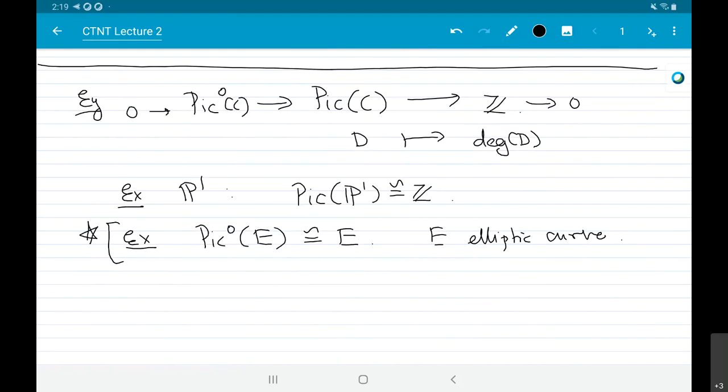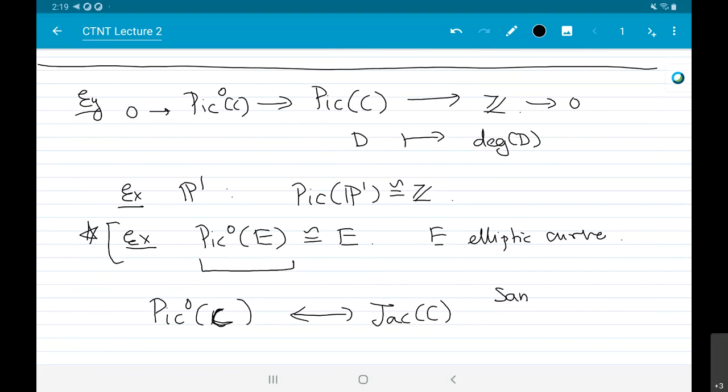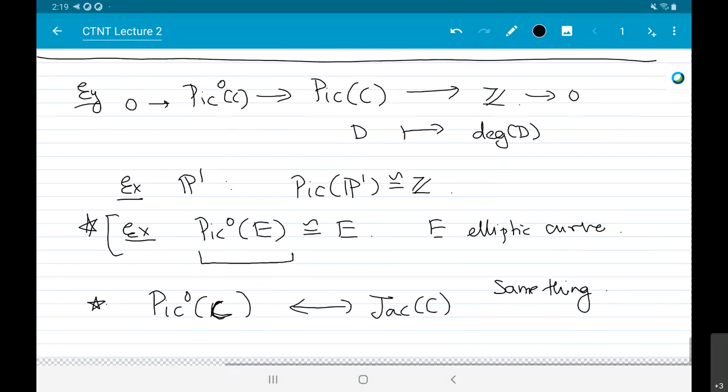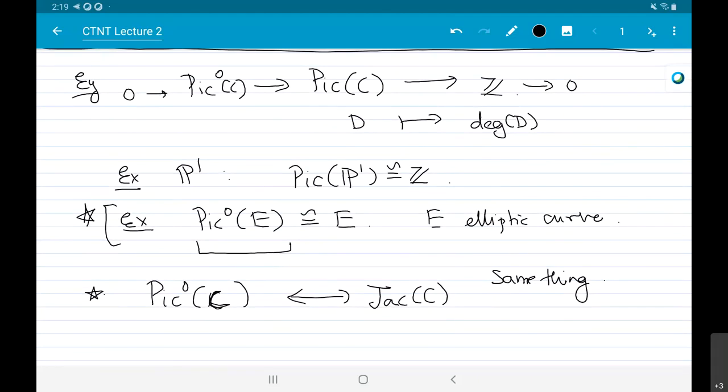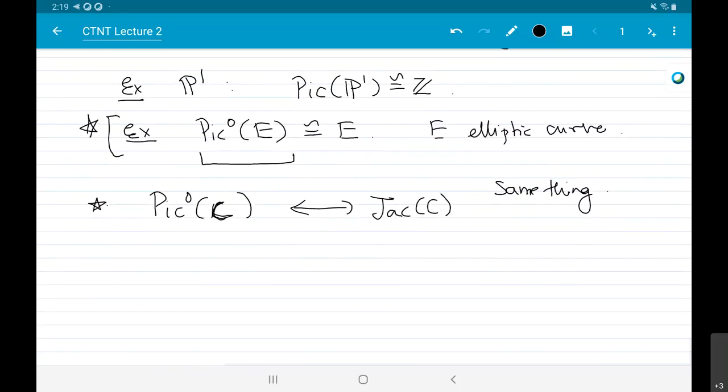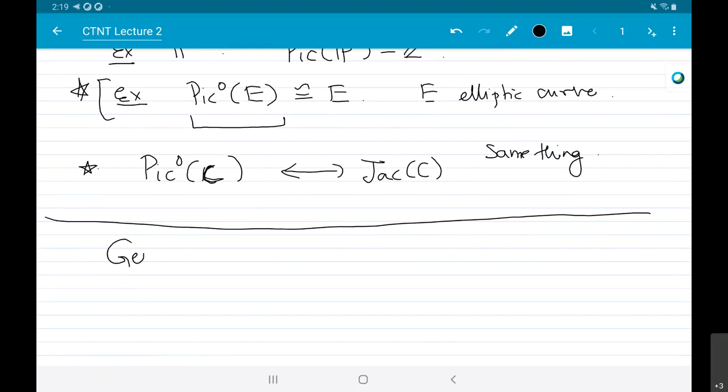I should say that sometimes I'm going to denote Pic^0 of any curve C by the Jacobian of C. They're the same thing, so this is just notation. Awesome. So now we're ready to define genus. Let's see how much I can do. So let's define the genus of a curve.